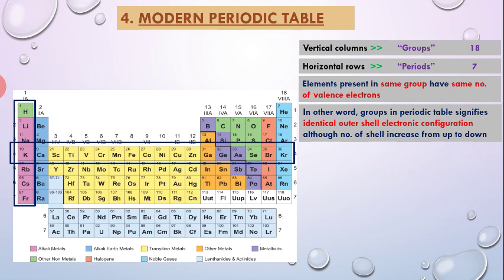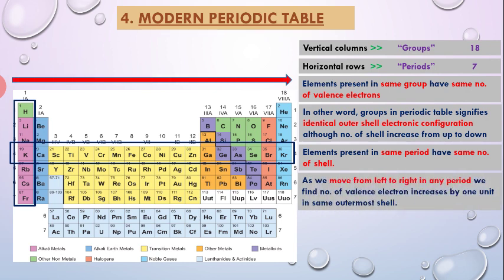In other words, elements in the same group have identical properties. In the same group, the elements have the same outer shell electronic configuration, although the number of shells is different as we go from up to down. Elements present in the same period have the same number of shells, and as we move from left to right in any period, we find that the valence electrons increase by 1 unit in the same outermost shell.